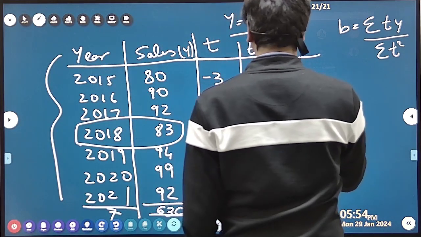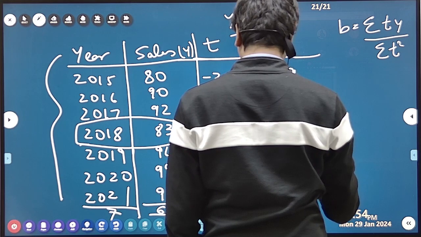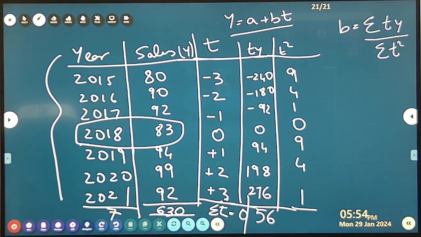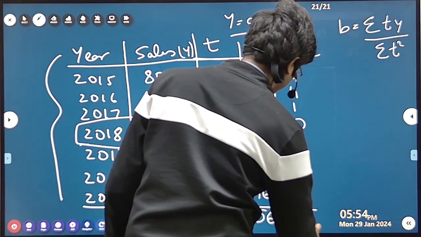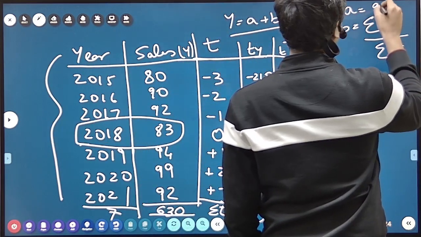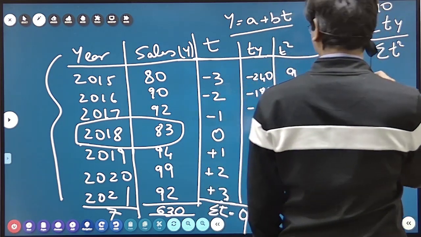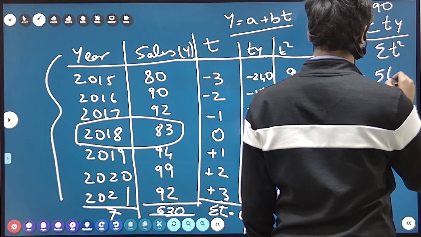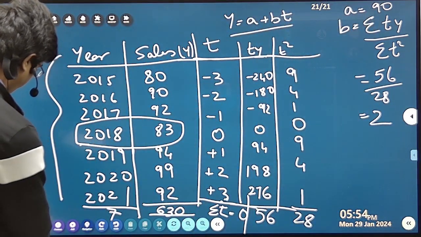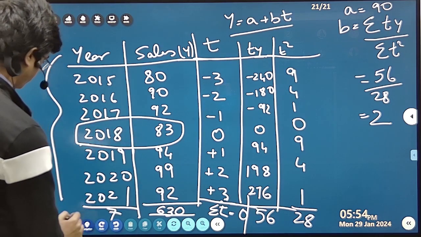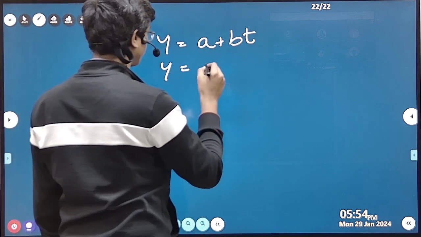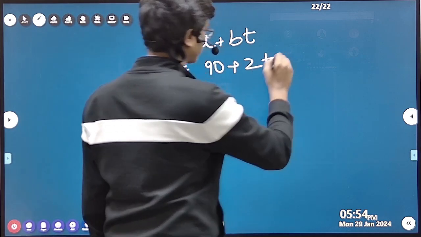t square is nothing but t into t. So this is 9, 4, 1, 0, 1, 4, 9, which sums to 28. Now a we have already calculated as 90. Coming to b, b is 56 by 28, that is 2. So in my equation y equal to a plus bt, y equals 90 plus 2t. This is the equation.